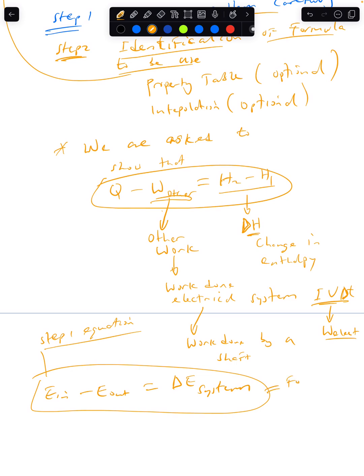Step one equation, because this is equal to what? The fundamental, or you can say the main equation. The main equation for change of energy. This is the main equation for change of energy.